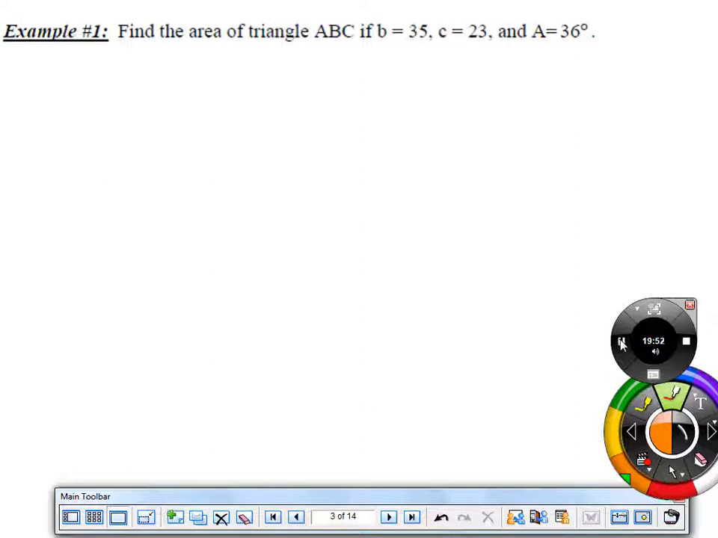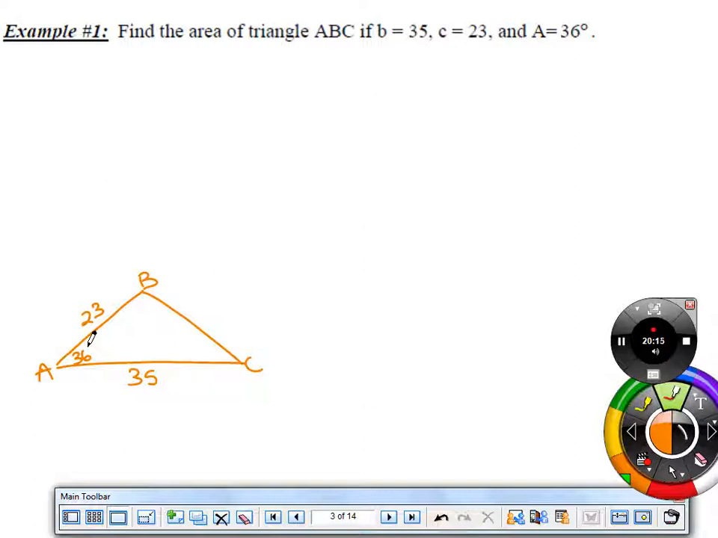Okay, so way number one that you could have done this: old school. You have triangle ABC. This is how it would have been in your geometry class. You know that side B is 35, side C is 23, and angle A is 36 degrees, and you're supposed to find the area of this.